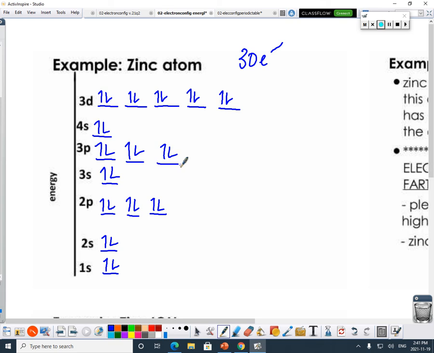I should have checked. 2, 4, 6, 8, 10, 12, 14, 16, 18, 20, 22, 24, 26, 28, 30. Okay, so this looks full.